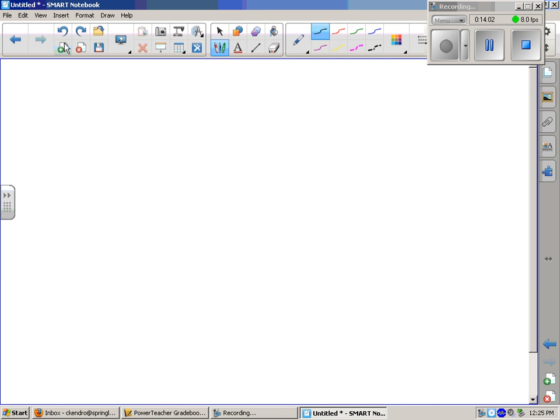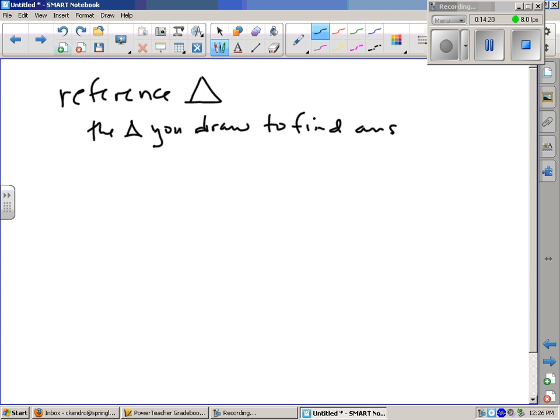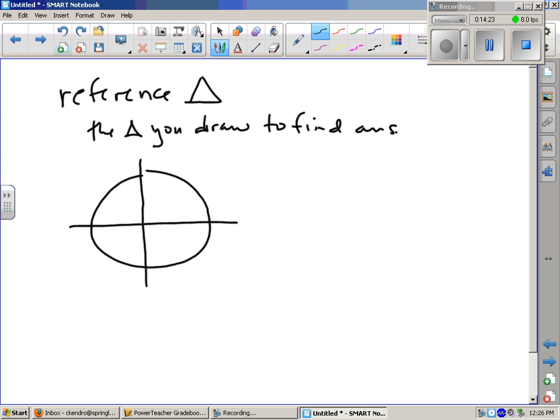Now, one other little quick thing here. They're going to talk about a reference triangle. Reference triangle means the triangle you draw to find the answer. For instance, if I said 225, we knew that that was here, but my reference triangle is a 45. So the reference triangle there is a 45 degree. So whatever angle is in here is your reference angle, and the triangle is the one that you draw. Your reference angle is going to be less than 90 degrees.